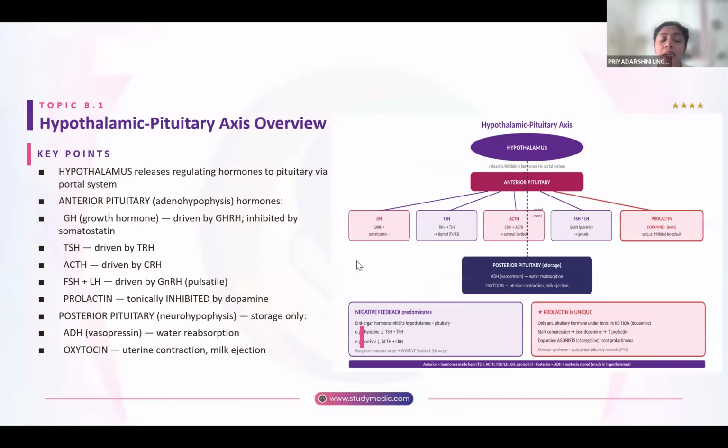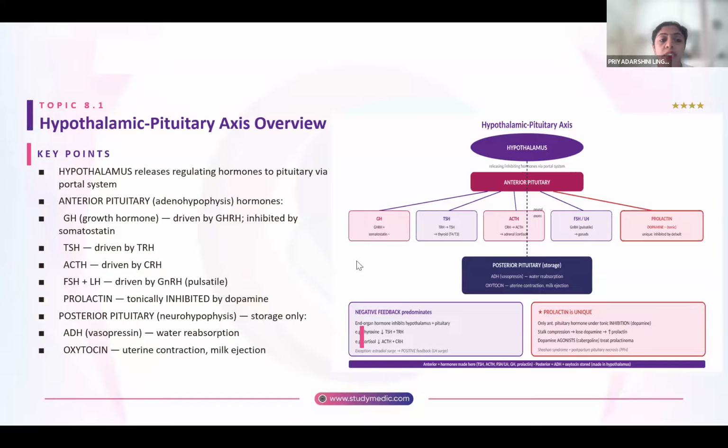So, when we look into the hypothalamic pituitary axis, the hypothalamus is the key organ from where all your hormones are going to start acting. So, the releasing and the inhibiting hormones come from the hypothalamus, and then it reaches the pituitary. In pituitary, you have the anterior pituitary and the posterior pituitary. The anterior pituitary is also called as adenohypophysis.